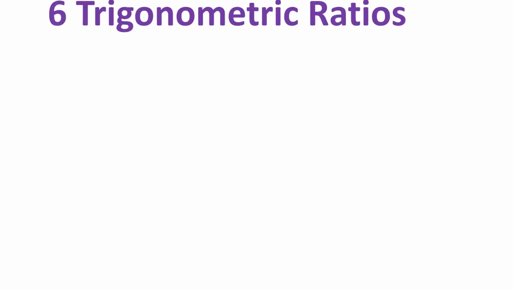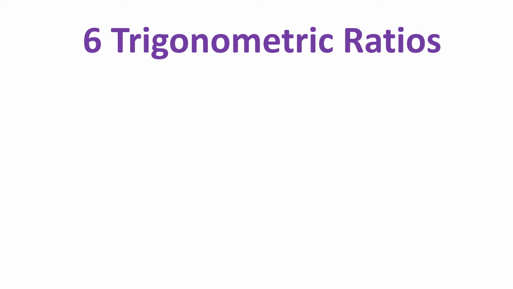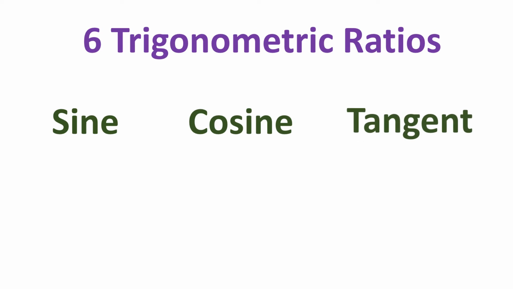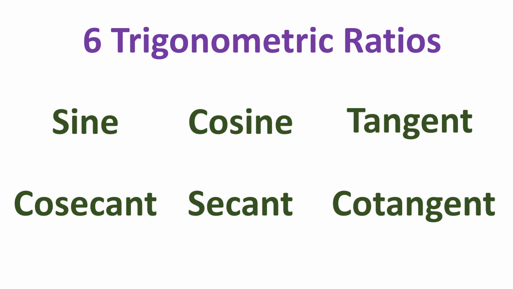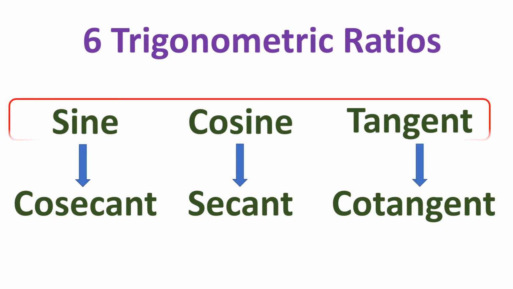There are actually 6 trigonometric ratios. These are sine, cosine, tangent, cosecant, secant, and cotangent. However, sine is just a reciprocal of cosecant, cosine is just a reciprocal of secant, and tangent is a reciprocal of cotangent. This is the reason why we just focus on these 3 trigonometric ratios, to lessen the number of formulas to remember.